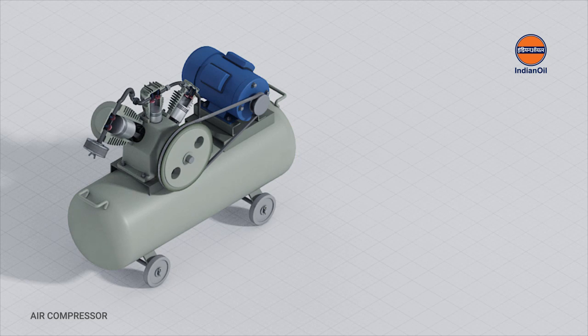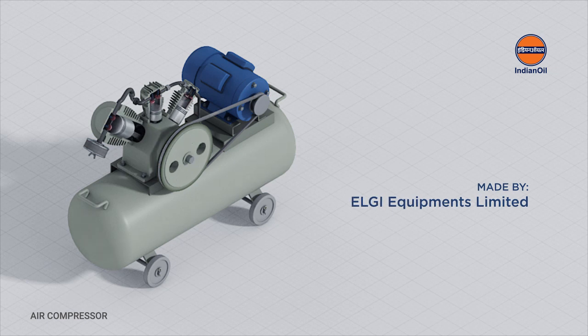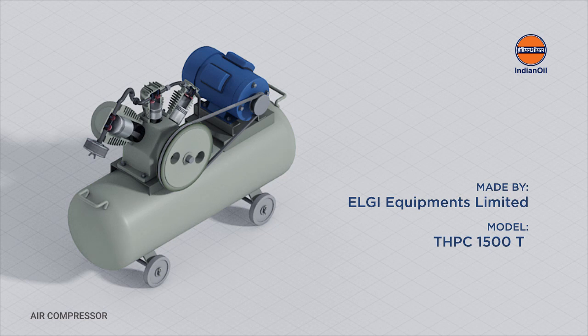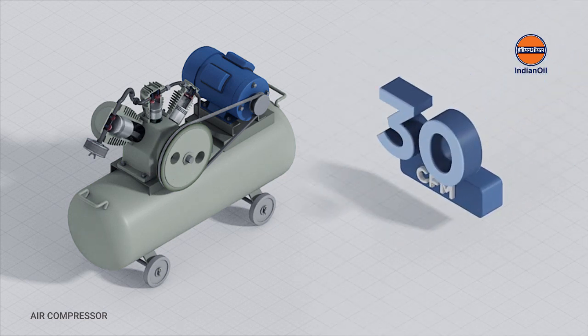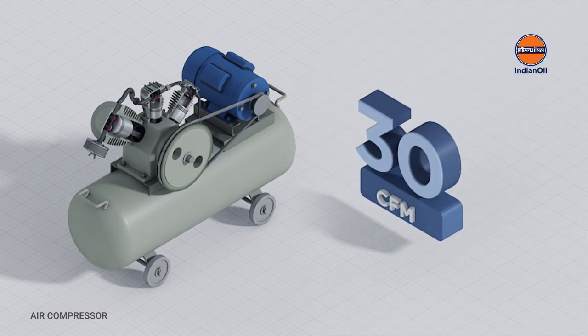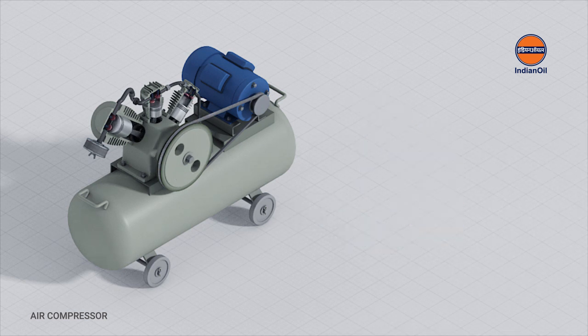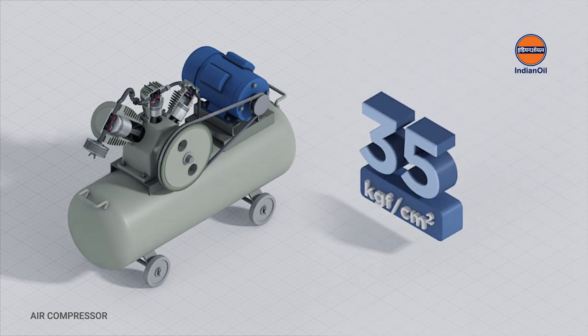This is an example of a 3 stage reciprocating compressor made by ELGI Equipments Limited. This is a THPC 1500T model designed to supply compressed air at a flow of 30 CFM, 0.85 M3 per min, at a pressure of 35 kgf per centimeter square.